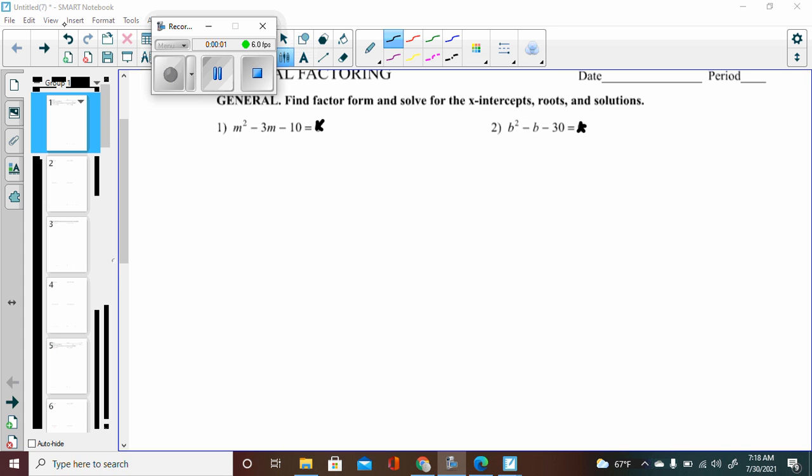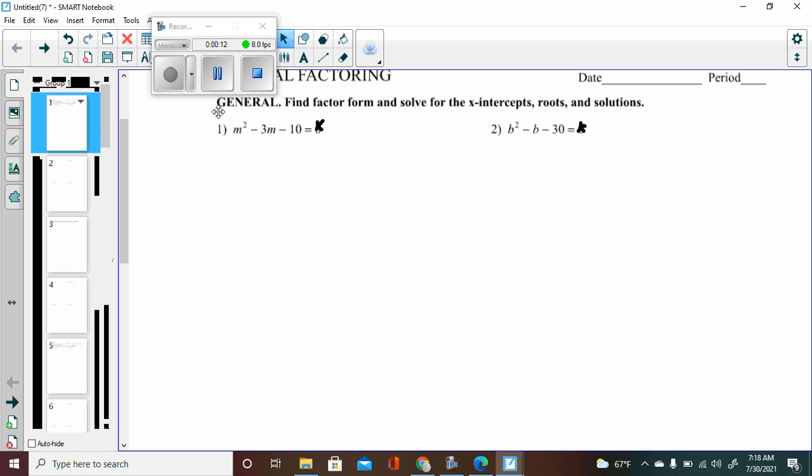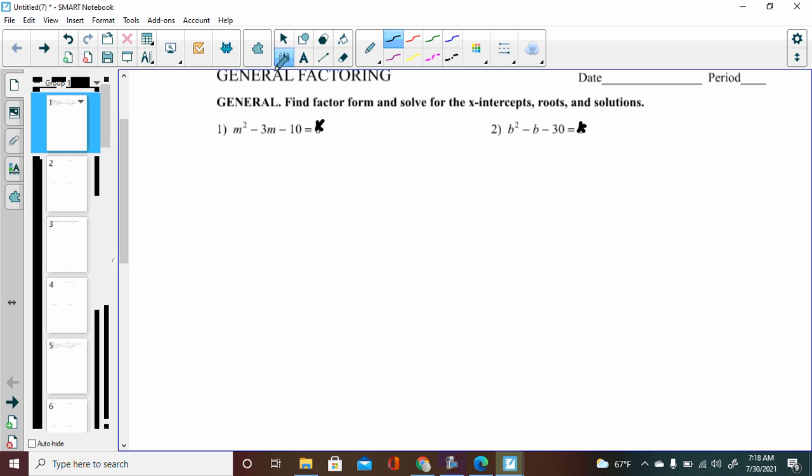Actually, how to factor with this particular one. So what I do is identify the parts. In general, every quadratic comes in a certain form, right? It comes in the form ax squared plus bx plus c.